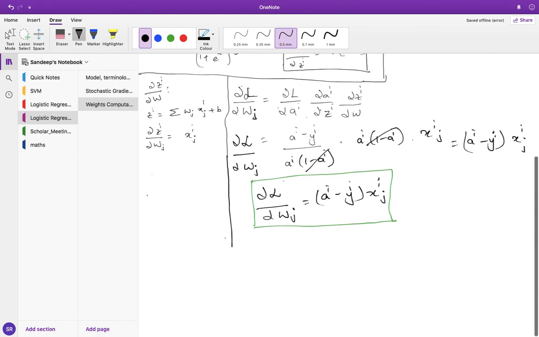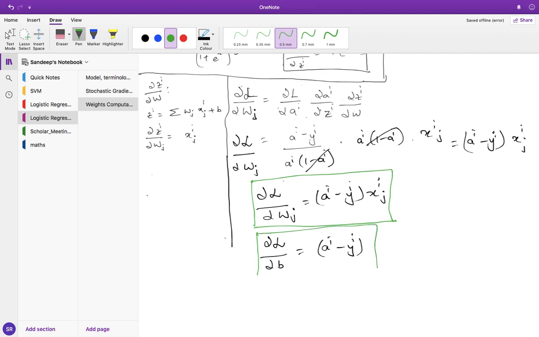As when we differentiate with respect to b, in place of wj, we don't have any term here, so it is 1. So what we get is a constant term. So I'll write it here directly. Dou L by dou b is nothing but ai minus yi. Okay, we don't have any xij term. So this is the second equation. So both equations are very much needed and very much useful in logistic regression.